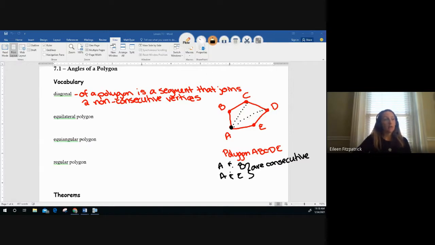I could have also chosen B to start with. Consecutive to B would be A and C, but I could draw a diagonal from B to D or from B to E. I could choose C. The diagonals from C would be C to A and C to E. If I choose D, the diagonals would be DB and DA. If I choose E, the diagonals would be EC and EB. Hopefully that makes sense.